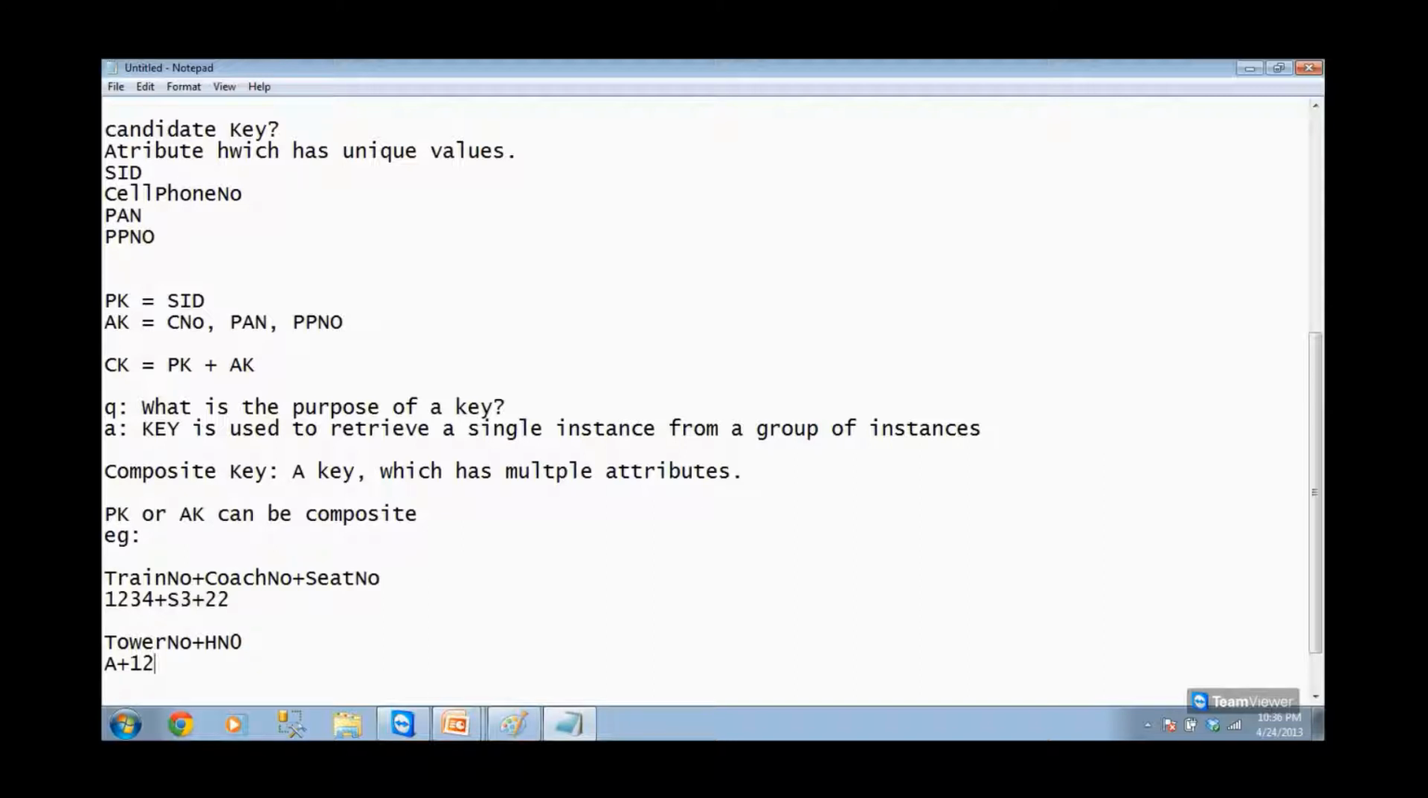So sometimes one attribute cannot give you a single instance. You have to tell at least two or three attributes to identify a single person, a single house, or a single customer. So this is known as a composite key.